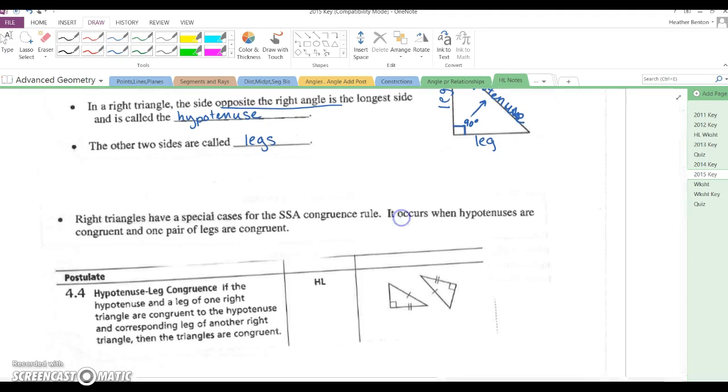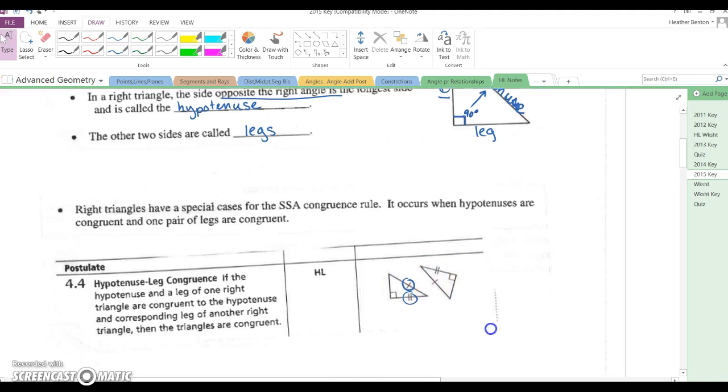So it works in such a way that if you have one right angle and two sides congruent, the two sides specifically not on either side of the angle, they are across from the angle, the hypotenuse is congruent, and one other leg is congruent, then the triangles will be congruent to each other.